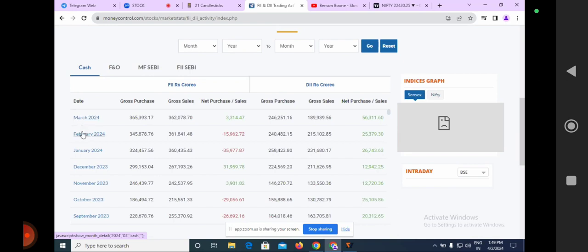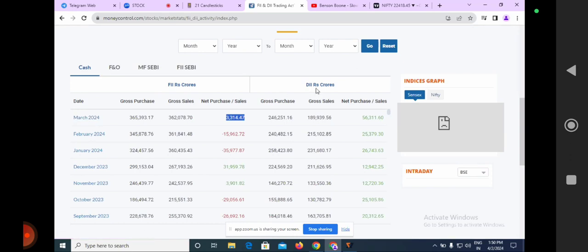That is why I'm illustrating this here. During the last month, March 2024, the foreign institutional investors were net buyers for 3,301 crores. Sir, how is this number arrived at? It is gross purchase minus gross sales, which means they purchased 365 lakh crores and sold 303 lakh 62,000 crores in that month. So this is a net buying effect in the month of March.